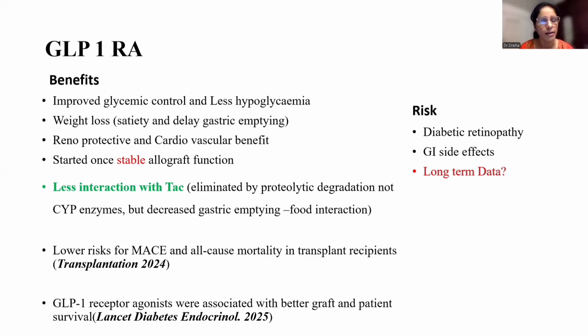And there are many studies in recent publications with a lower risk of MACE and all-cause mortality in transplant recipients, and GLP-1 is associated with better graft and patient survival. But the risks are diabetic retinopathy and GI side effects. Here also, like SGLT2 inhibitors, long-term data is not there. Next.